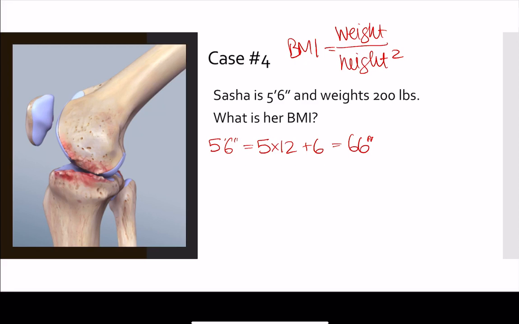So 1 inch, if you're not familiar, is equivalent to 0.0254 meters. So when you have somebody in inches, you simply take their inches times a conversion factor of 0.0254 to get them to meters. So 66 inches times 0.0254 meters means she is 1.68 meters tall.